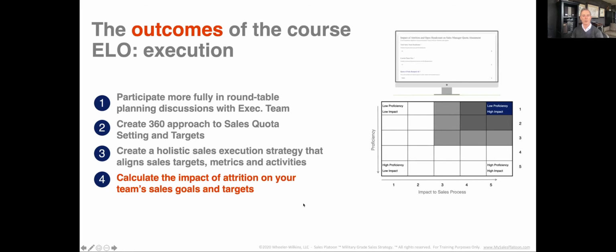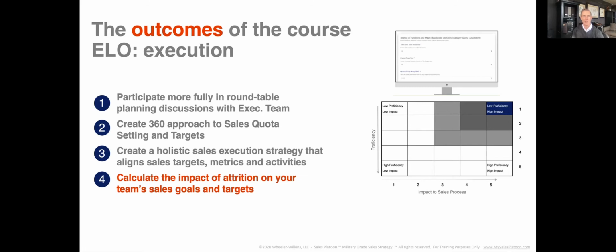The outcomes: what should you be able to do after doing this course? You should be able to participate more fully in those roundtable discussions with executive teams, whether that's on your annual planning or in your quarterly business review or your monthly business review. You're going to have the nomenclature and vernacular to be able to do that. You're going to be able to create a 360 approach to your sales quota target and planning, so that you're not going to think in terms of just revenue production, but also all the tools that you're going to need in place to support that.